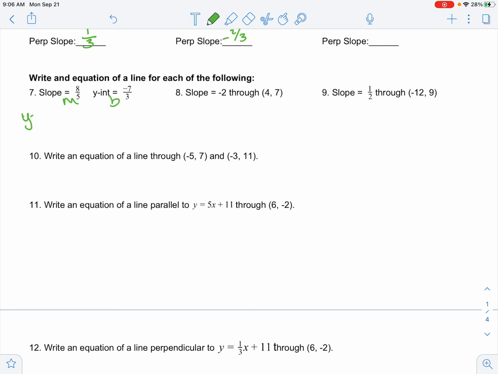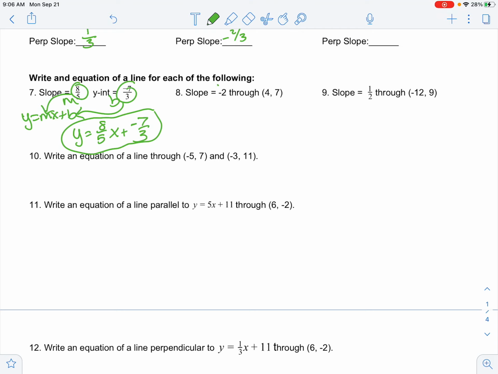So that one's nice because we can use y equals mx plus b. We can take our m, put it in for m, take our b, put it in for b. So I have y equals 8 over 5x plus negative 7 over 3, or you could just do minus 7 over 3. That's the same thing. Okay, so those aren't too bad. Now let's review point slope form.